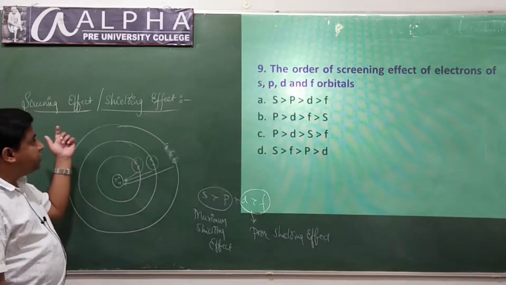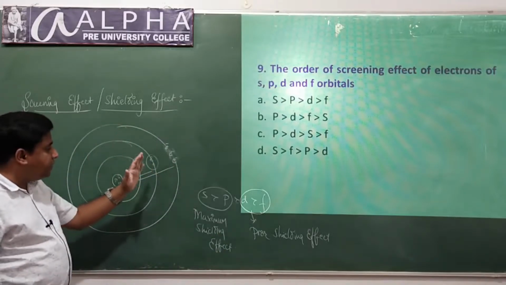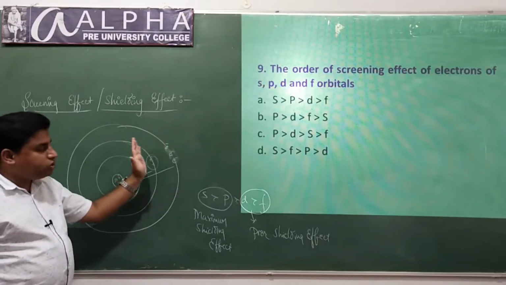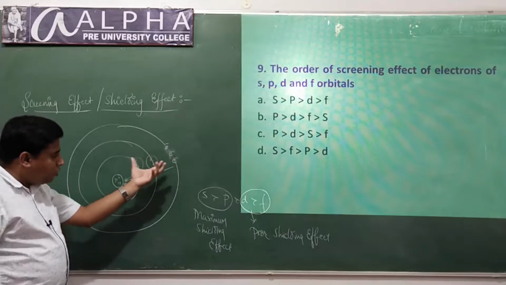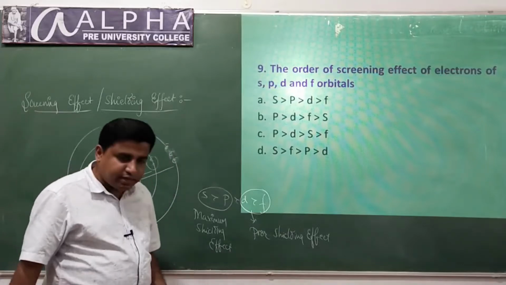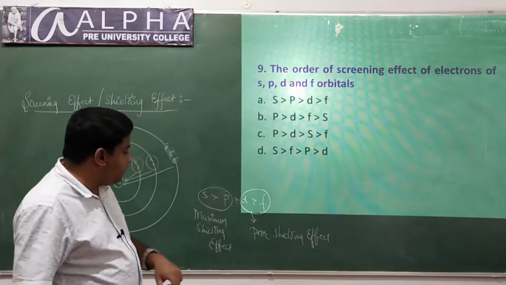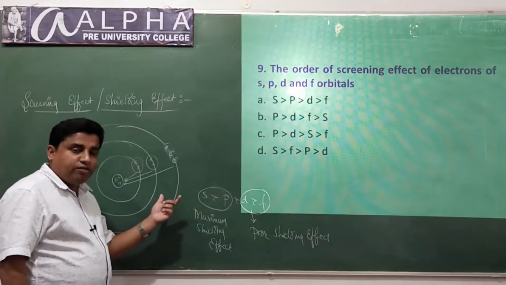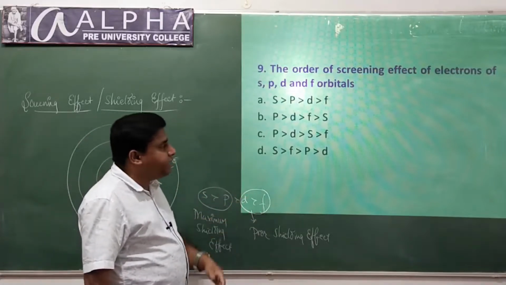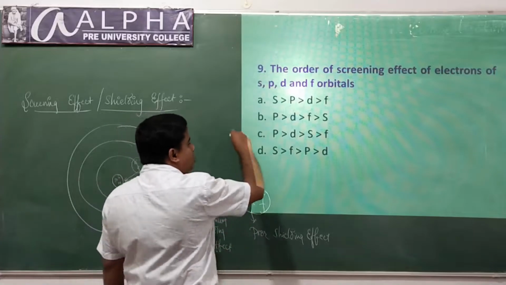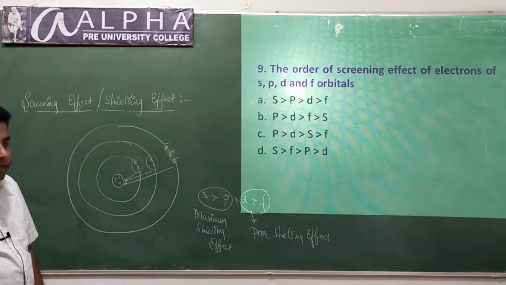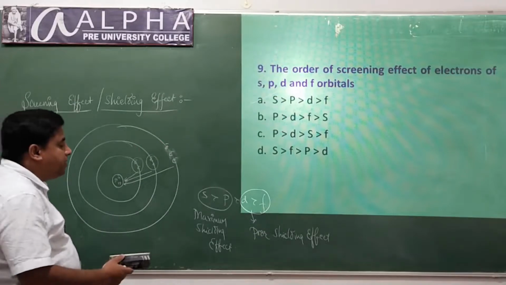So what is shielding effect or screening effect? The electrons in the inner orbitals will shield the outer electrons, will cover the outer electrons from the nuclear force of attraction. This phenomenon is called shielding effect or screening effect. And what is the order of shielding effect? Screening effect is more in case of s orbital, then p orbital, then d orbital, and then f orbital. So what is the correct order? It's option A. Understood? Is that simple? Yes, that's exactly correct. Next question.